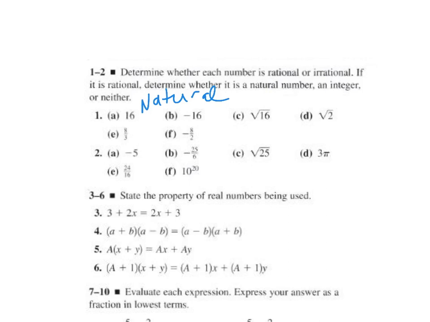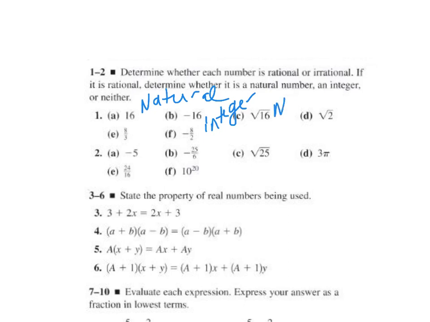Natural. What about negative 16? Integer. Why is it not a natural number? Good. Very good. What about square root 16? Whole. No, it could go to 4. Okay, whole. It is a whole, but if it's just positive 4, what could it be?